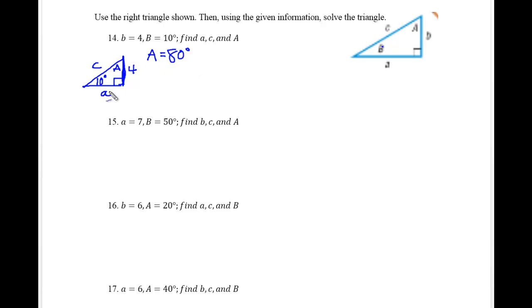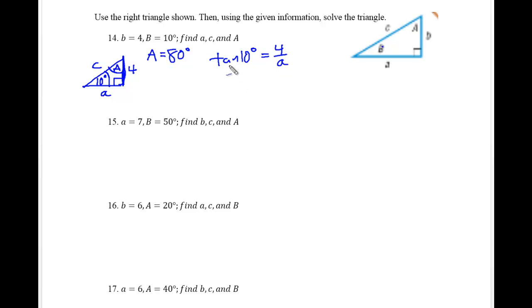So 80 degrees is my angle. Now let's find side A. What I'm going to try to do is minimize the amount of work, or maybe minimize the amount of mistakes I could make. So I'm going to find the relationship with A that I was given with the 10 and the 4. From the 10 degrees, what sides have 4 and A in it? The answer there would be tangent. So the tangent of 10 degrees is equal to 4 over A, or opposite over adjacent.